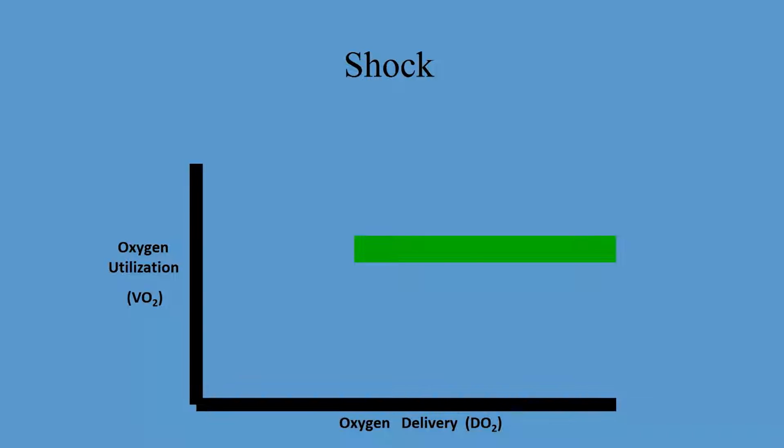So when we look at oxygen delivery here, plotted against oxygen utilization, the green line demonstrates where most of us live from day to day, and that we can have alterations in oxygen delivery, but we still are meeting our oxygen utilization requirements. So even if our oxygen delivery drops a little bit, we're on the flat part of the curve, and there is no impairment of tissue perfusion.